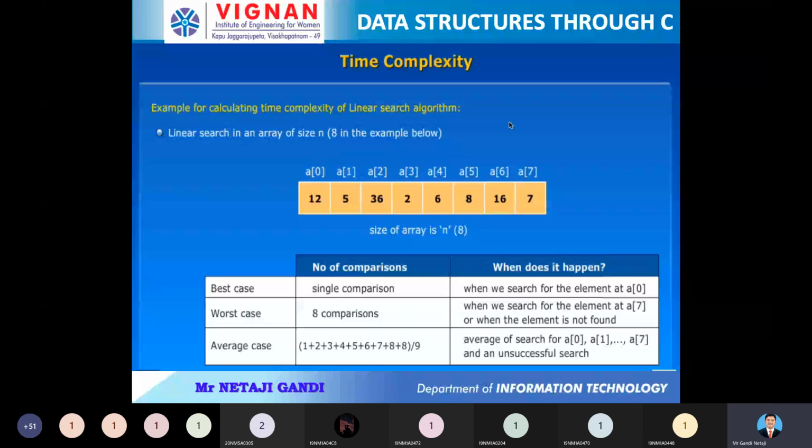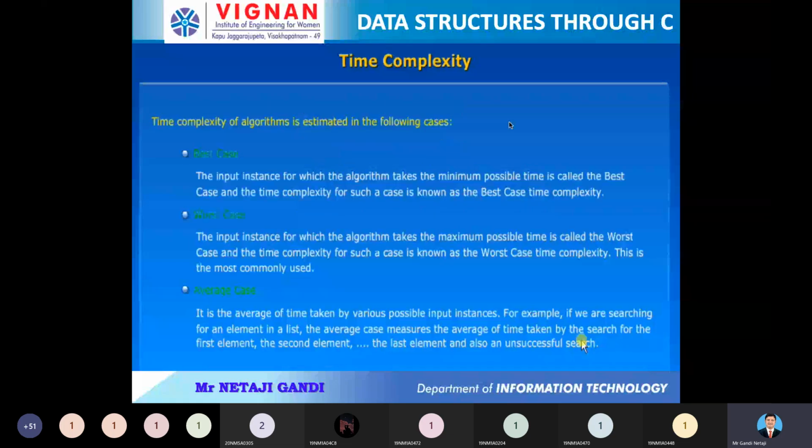Do you understand? Your searching element you can get immediately. That is called the best case time; there is no need for much more time. Coming to the worst case time complexity, your searching element is on the last page. The arrays concept is on the last page. A lot of time is taken, a lot of time is wasted.